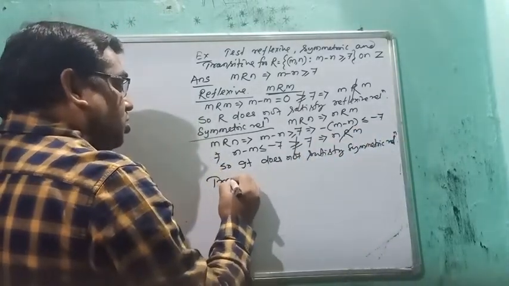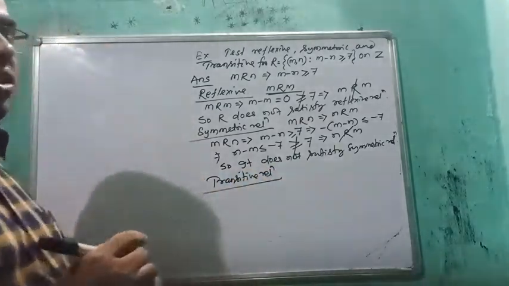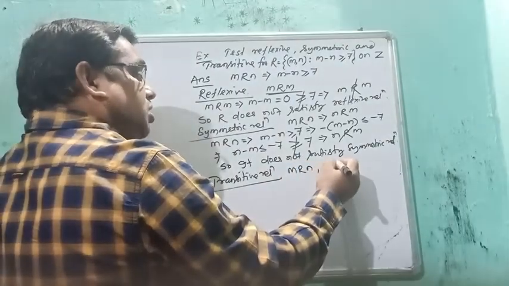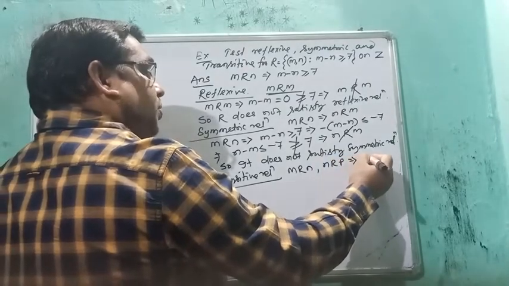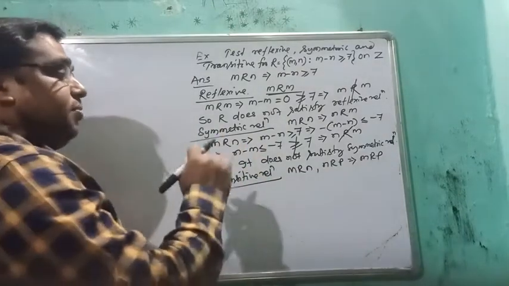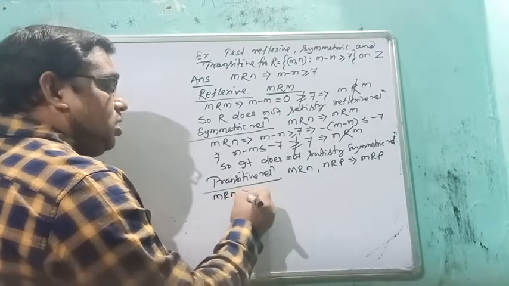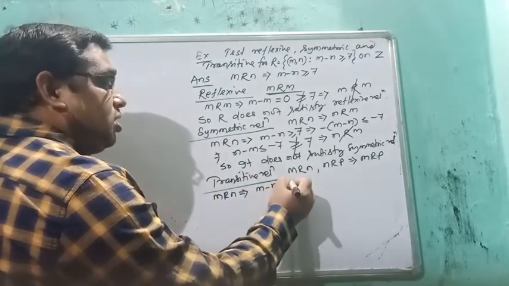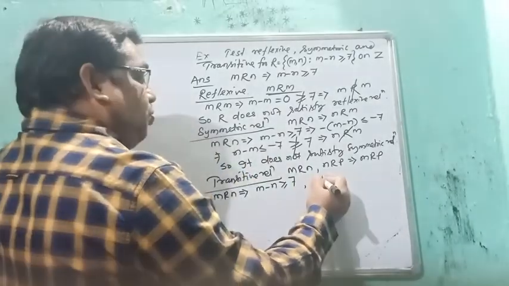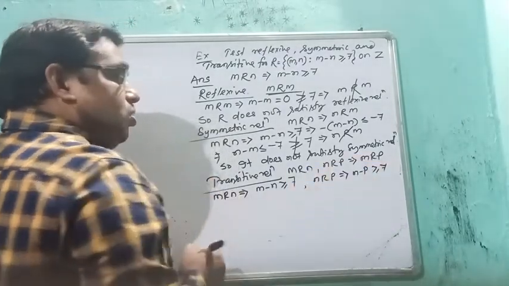Similarly, the transitive relation. What is the transitive relation? Transitive relation means we have to verify that if m is in relation to n and n is in relation to p, then m is in relation to p. First we take m in relation to n. What is its value? M minus n is greater than or equal to 7. Again, n is in relation to p means n minus p is greater than or equal to 7.